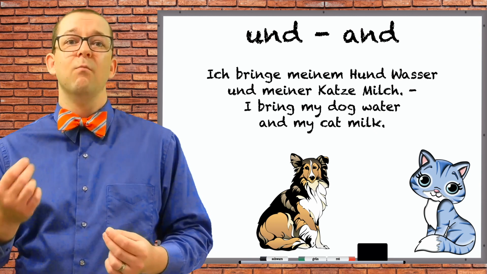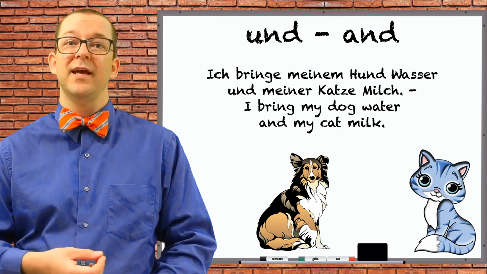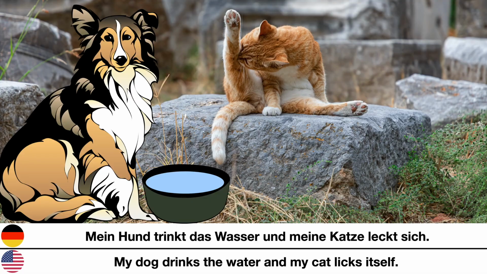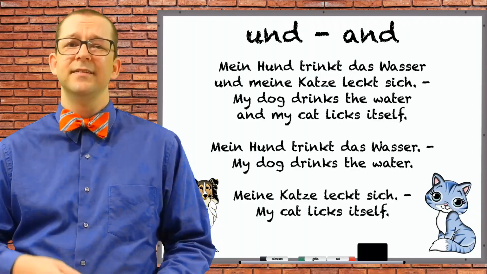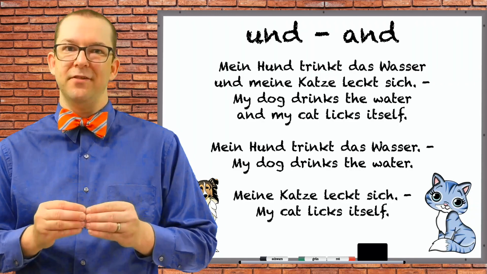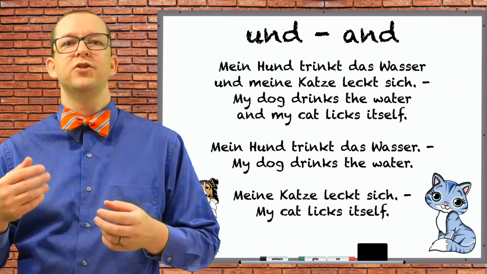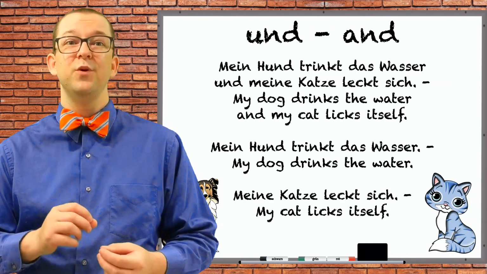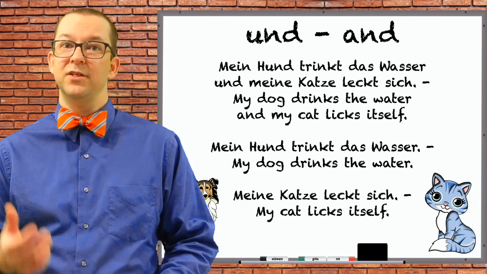These 2 phrases are more than just one word, which is what we connected in the previous example. Mein Hund trinkt das Wasser und meine Katze leckt sich. My dog drinks the water and my cat licks itself. This sentence connects 2 full sentences, which we classify as clauses when they're pushed together like this. You can do this with the conjunction und. These are just a few of the examples of how you can use this conjunction.